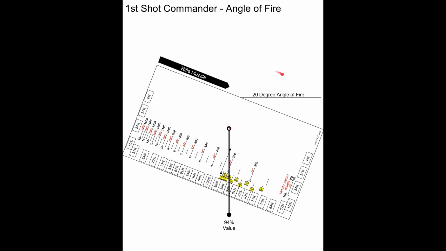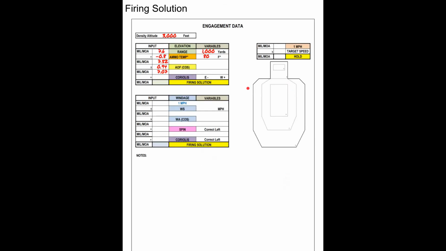We're going to assume that this is a 20-degree angle of fire shot, which is a 94% value. So angle of fire, 20 degrees, 94% is the cosine. That brings us down to 7.07 mils for our correction.